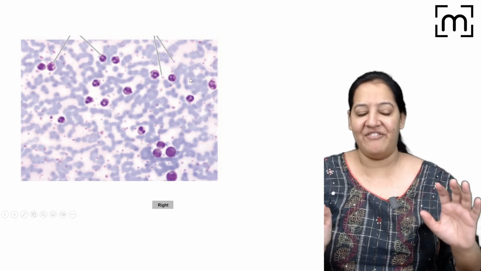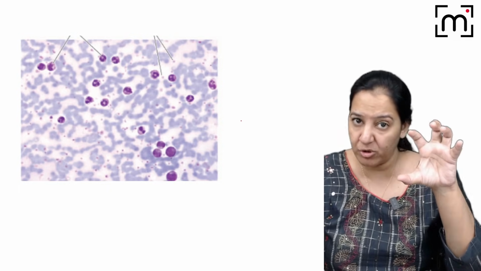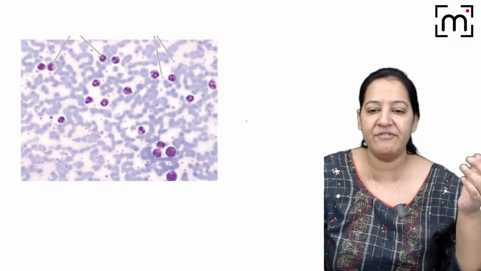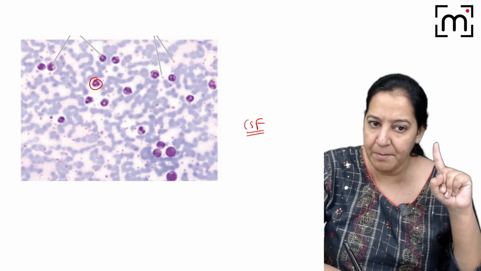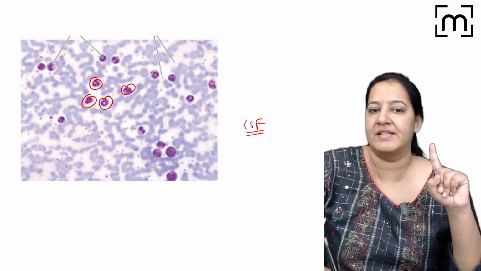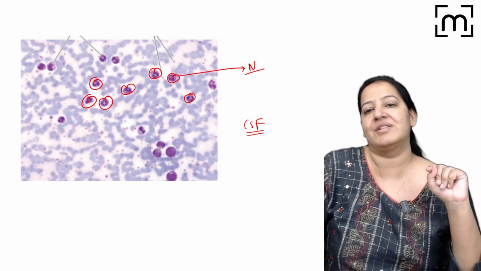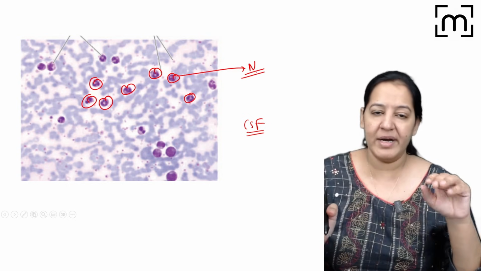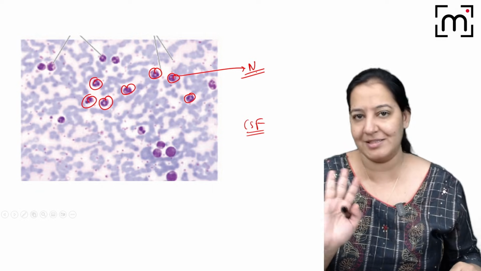So this is the CSF finding. Now you can see the Neubauer's chamber. This is the microscopy of the CSF of a patient in acute pyogenic meningitis. I can see most of the cells are neutrophils. The nucleus is multilobed. So most of these cells are neutrophils. It's a typical microscopy of CSF of an acute pyogenic meningitis patient.